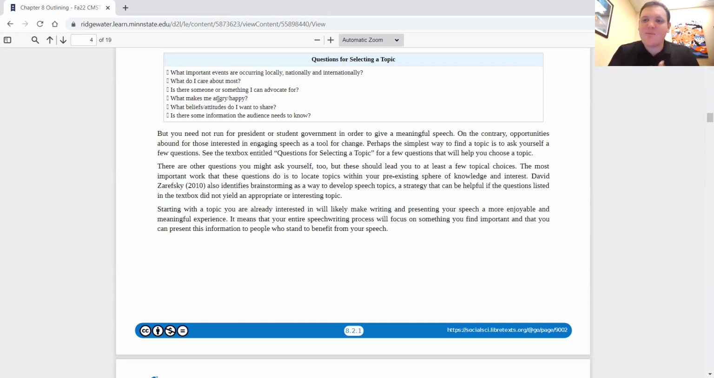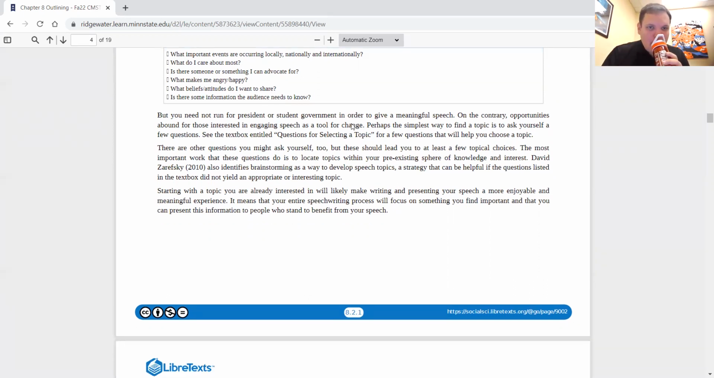We have that ethos, the credibility, the pathos, the emotion, and the logos, the logic. What's going to get your emotion going is going to help the audience's emotion going as well. What beliefs and attitudes do I want to share? And is there some information the audience needs to know? Generally, what kind of information do you want to share with that audience that is important to you in some way, and also important to the audience?